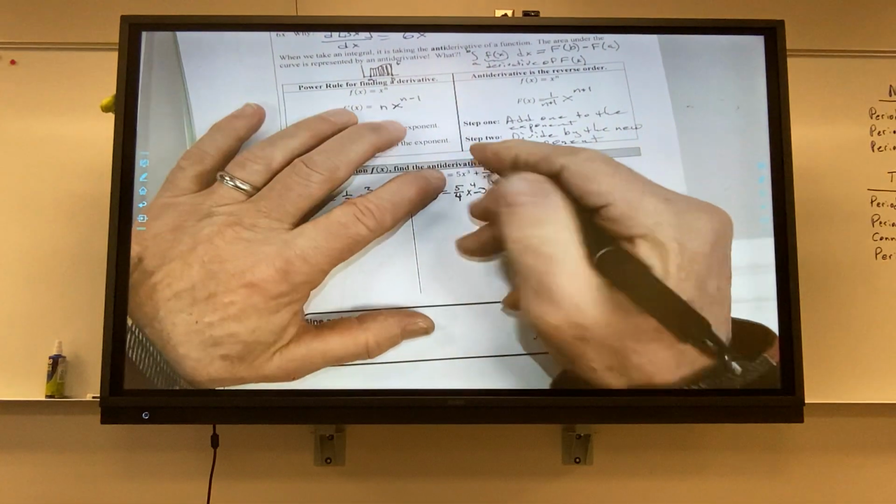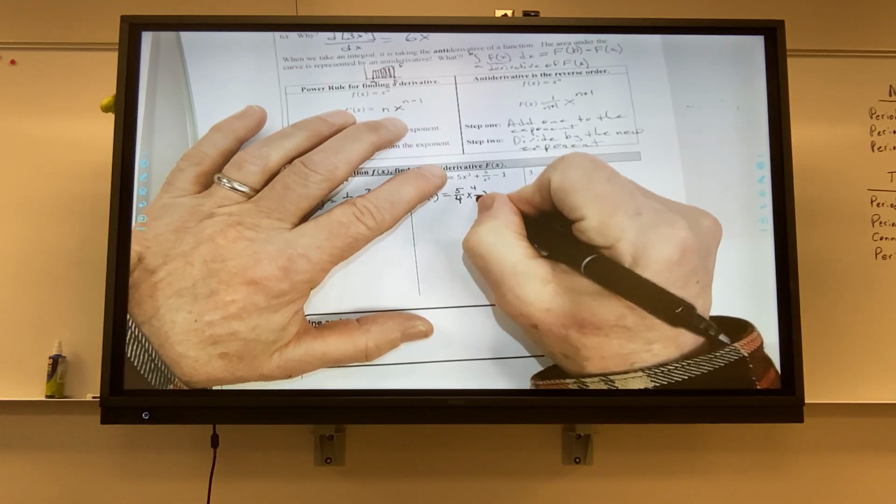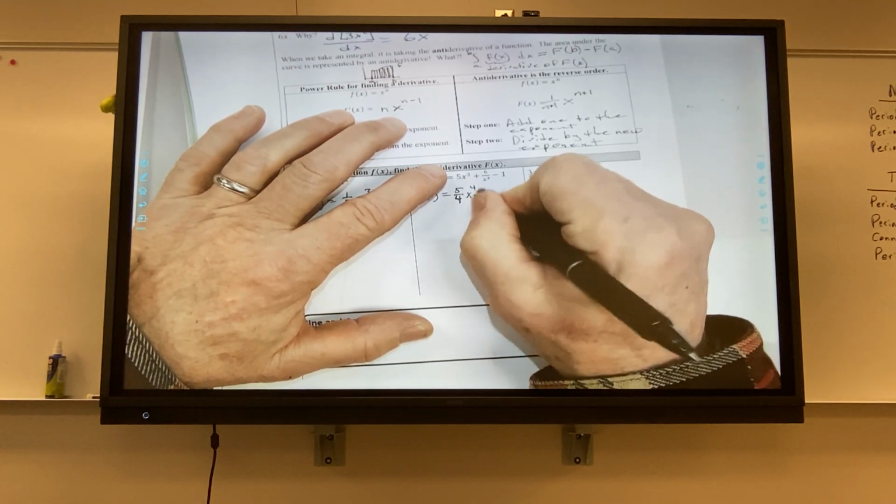I'm gonna use my fancy eraser. Look at that.